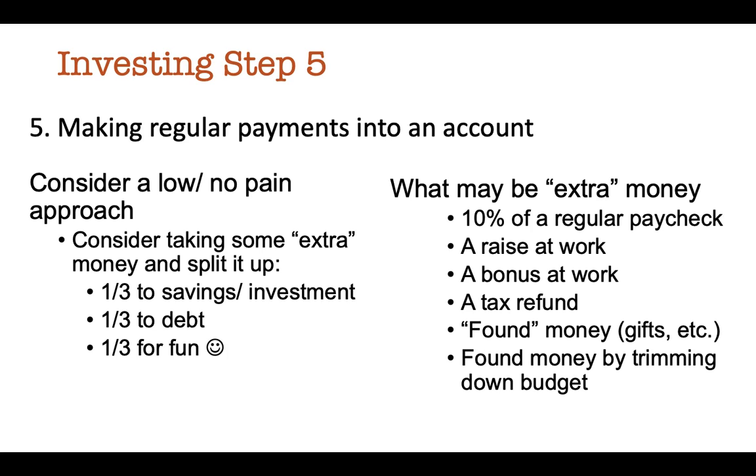When you get a raise, split the raise into these thirds. If you get a bonus, split the bonus into thirds. If you get a tax refund, this is a good one, right? If you typically get a tax refund from the government when you file taxes every year, split it into thirds. Yeah, use a third of it for fun and to reward yourself, but put a third to these other things as well. Any other money you find along the way, someone gives you a gift, or if you find money by trimming down your budget. Cutting out your Starbucks habit might save you quite a bit.